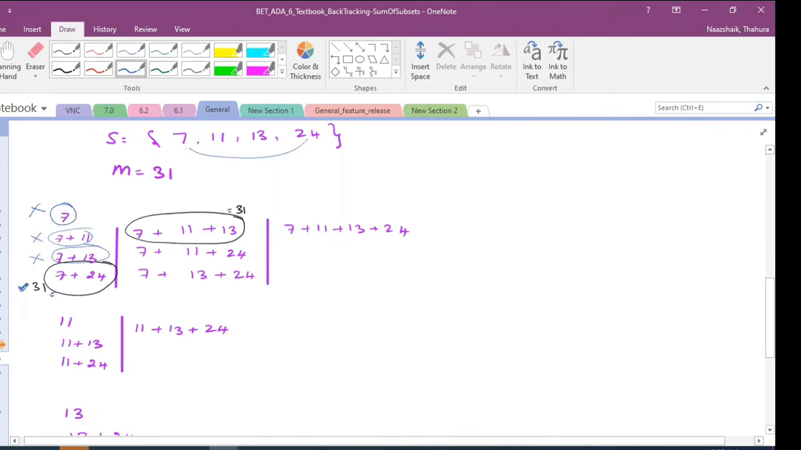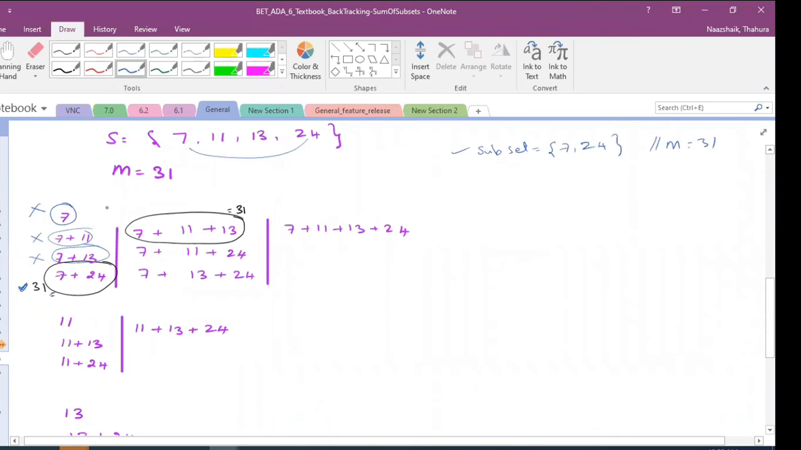Okay. But you need to find all the combinations, right? So you got one combination, which is a subset, right? So you got a subset whose sum was what they had asked for. They had asked for a sum of 31, right? This is the correct subset. What are the other subsets you need to find?